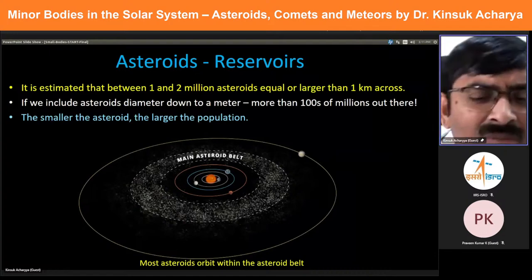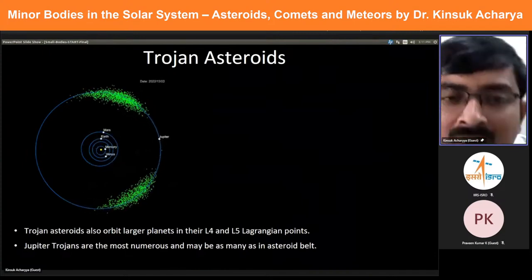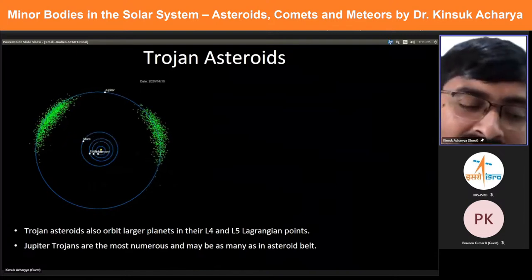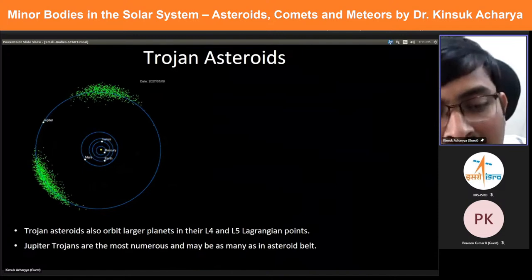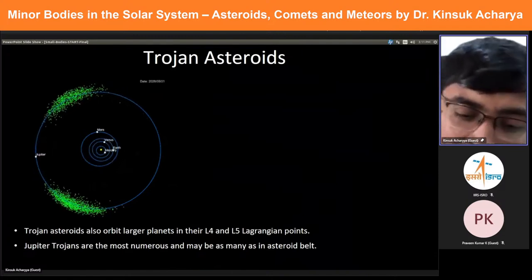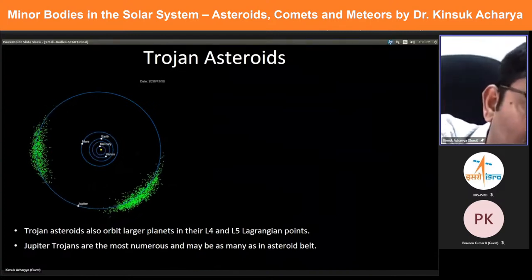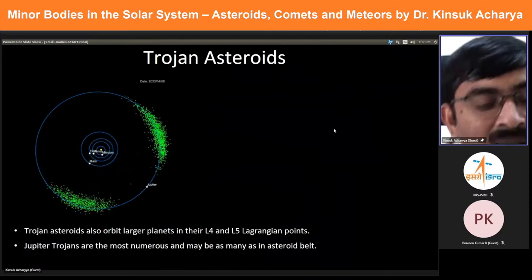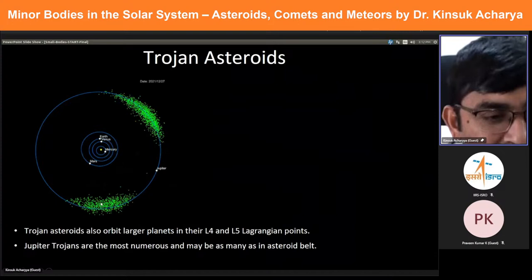But besides the main asteroid belt, they can also be found in some very sweet spots in the planets, which are called Lagrangian points. This is a point where the gravity of both the star and the planet is equal with the centripetal force of the objects here. So it is most stable. It is a very stable region where these asteroids can stay.